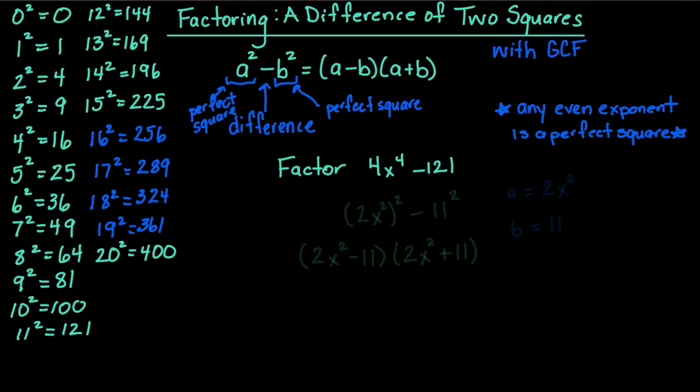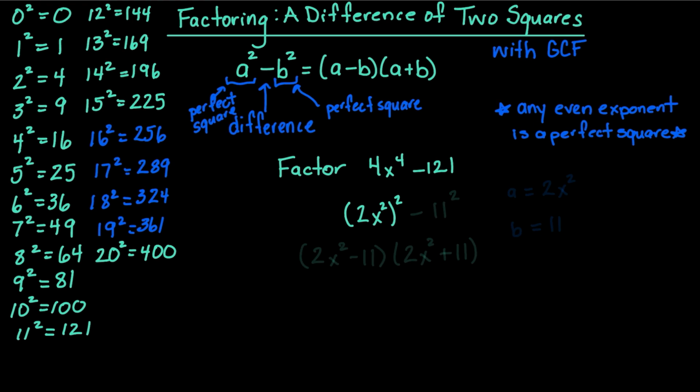Okay, so I don't have a GCF because 121 is not divisible by 4 or 2. So 4x to the fourth is 2x squared, squared. And if you have difficulty seeing that, you're going to want to review the exponent rules video.